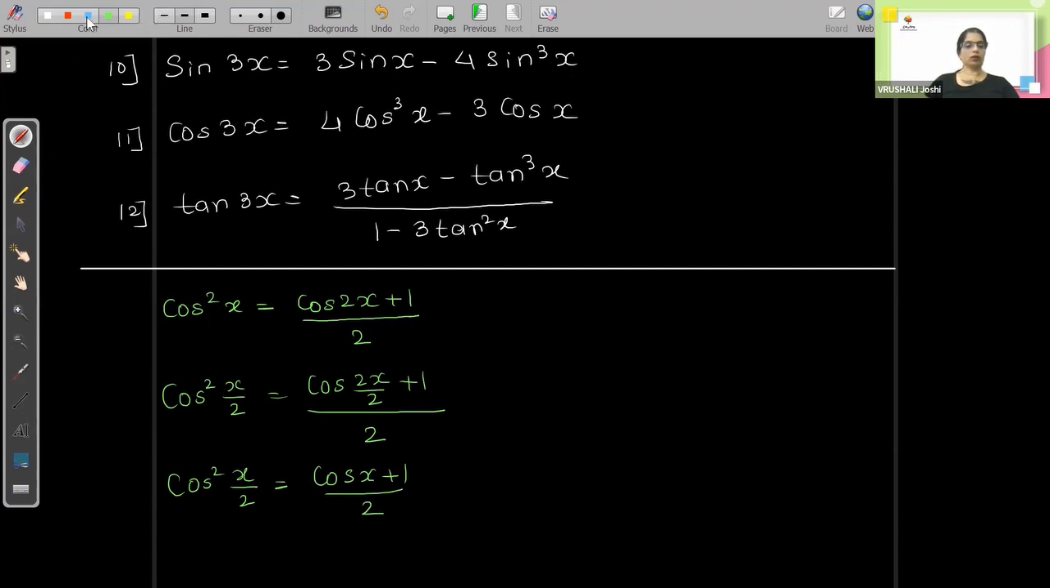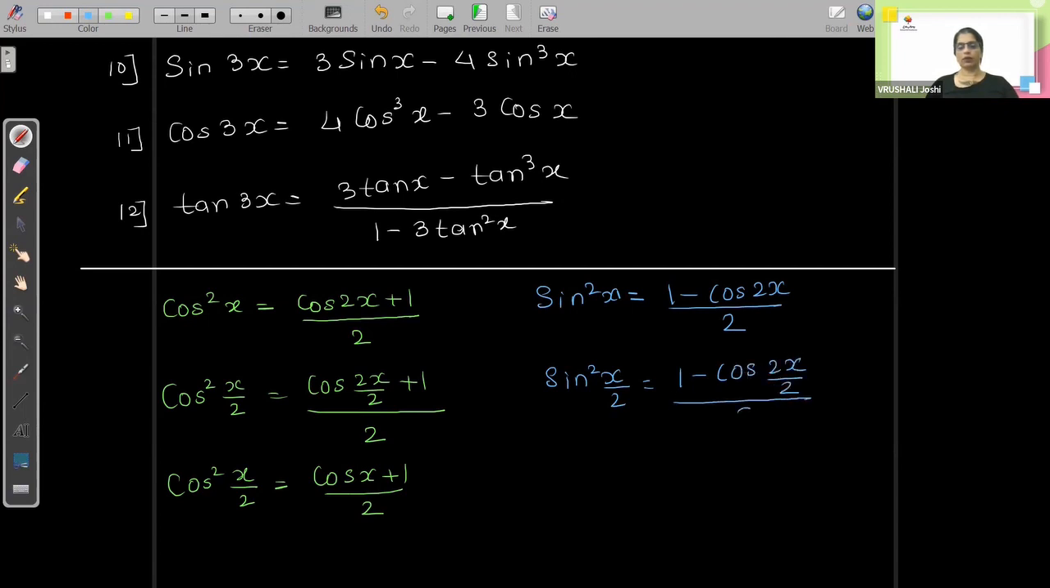And the other one, what did we have? We had sin square x. What was sin square x? We had sin square x is equal to 1 minus cos 2x by 2. So we're going to take sin square x by 2 is equal to 1 minus cos 2x by 2, and the whole by 2. So this 2 and this 2 will cancel and we have sin square x by 2 is equal to 1 minus cos x.